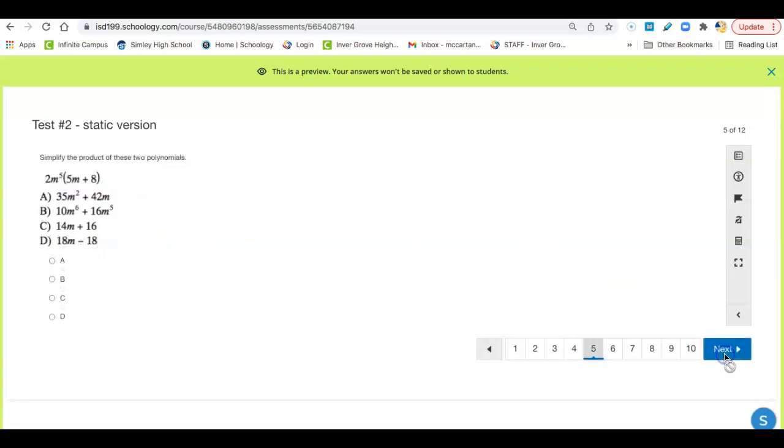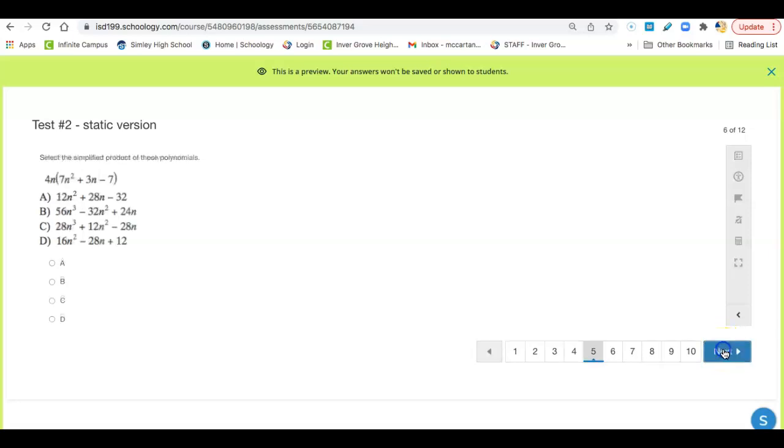All right, number 5. This is a monomial. I'm distributing. Let's look at the first one. 2 times 5 is 10. So the first term has to have a 10 in there. Then 2 times 8 is 16. All right.